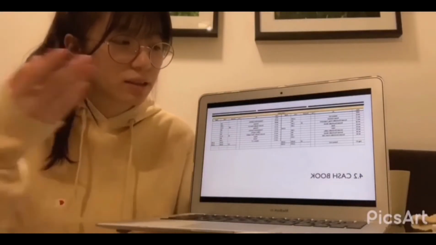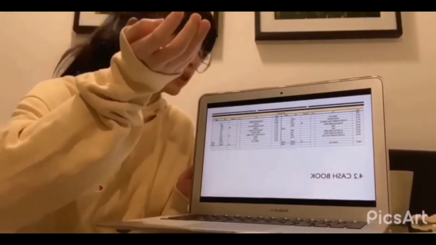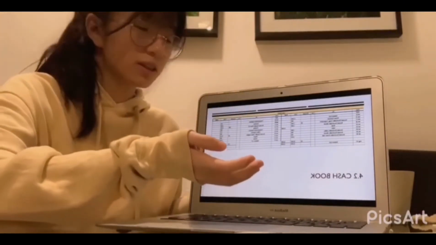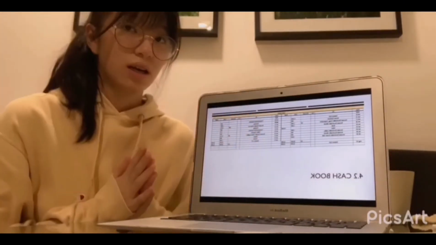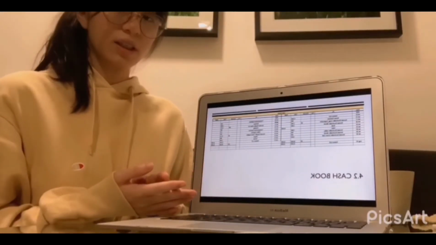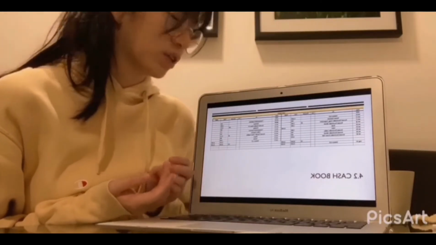My slide is 4.2 cash book. And basically, what is a cash book? A cash book is to record money kept at the office, and is a book to record the day-to-day transactions of an entity, and more specifically, cash transactions.